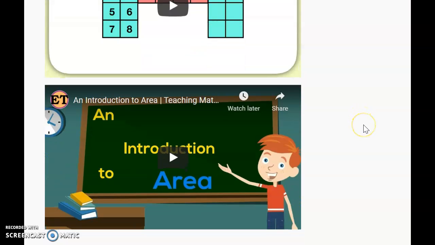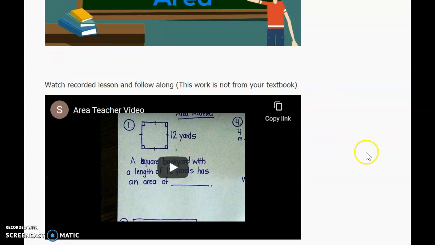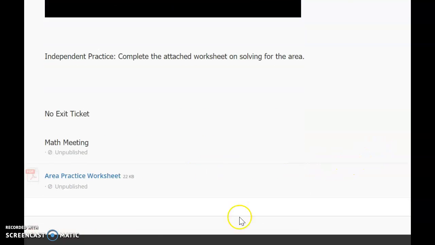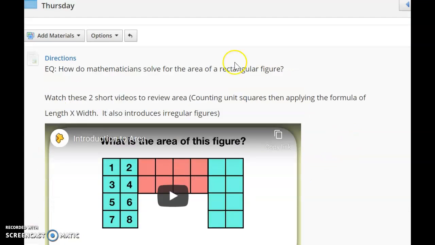Then here we are going to get into the formulas that mathematicians use to solve area. And then in this video, I'm going to walk you through a worksheet that I have created. Again, it's not in your textbook, so just make this screen full screen and follow along. And then you have this worksheet down here that looks very similar. Different problems, but similar layout as the one that I modeled for you in this video. There is no exit ticket, but we will meet at 2 o'clock.